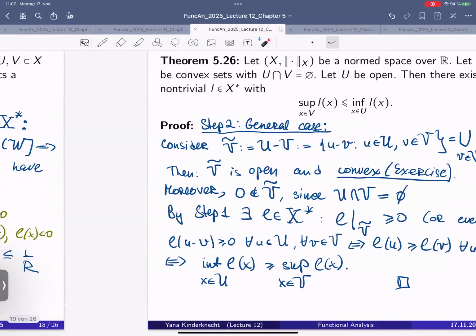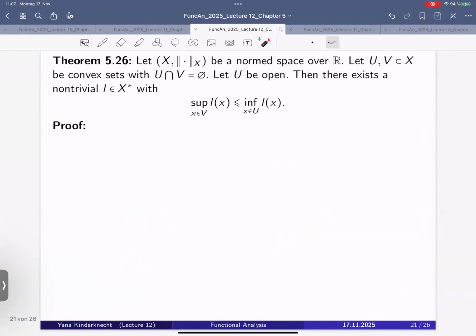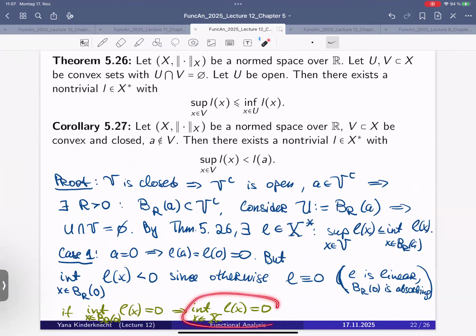Or you may also consider that not only the infimum is equal to zero, but also the supremum of this functional is equal to zero, due to linearity and due to symmetry of this ball. So in both considerations, we obtain that the functional is identically zero. So a linear functional which is bounded from below is zero. Okay, so it was case one.